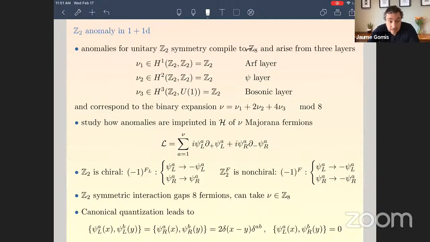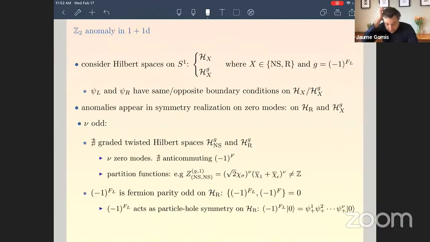One way we can detect anomalies in the Hilbert space is by studying the Hilbert space of nu Majorana fermions, where they have this Z2 symmetry, a chiral symmetry that negates the left moving fermions, and then you have, of course, the usual fermion number symmetry. Now you can just quantize the theory, and you will find the usual canonical commutation relations. Now let's construct the Hilbert space.